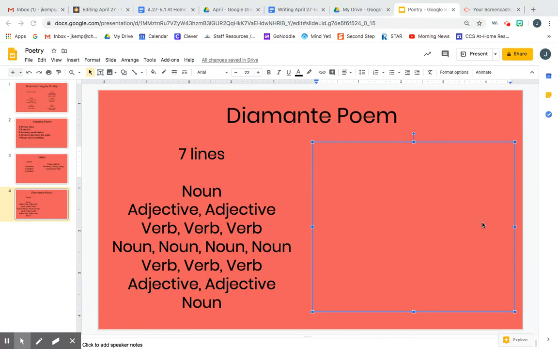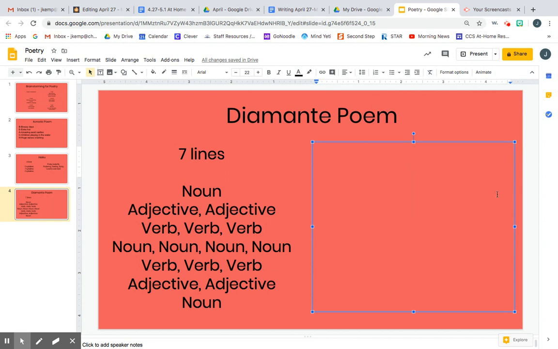Today we're going to work on Diamante poems. They are a lot like haikus because they also have very specific rules that you have to follow in order for it to be a Diamante poem. So, your poem needs to have 7 lines. It starts with a noun, then 2 adjectives, 3 verbs, 4 nouns, then back to 3 verbs, 2 adjectives, and 1 noun at the bottom.